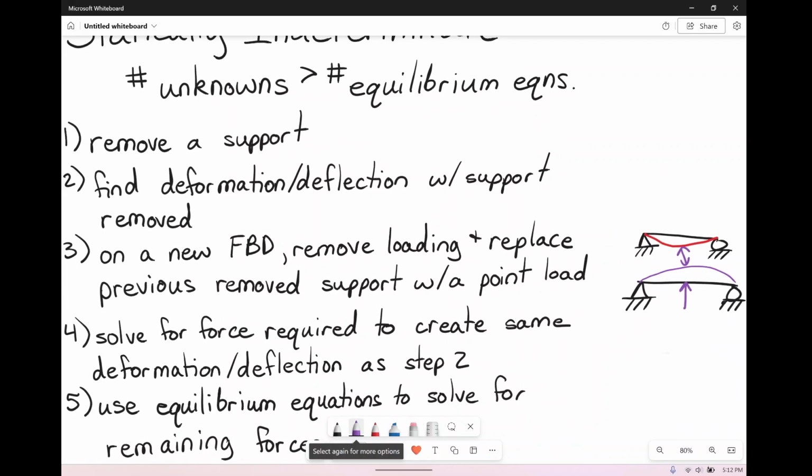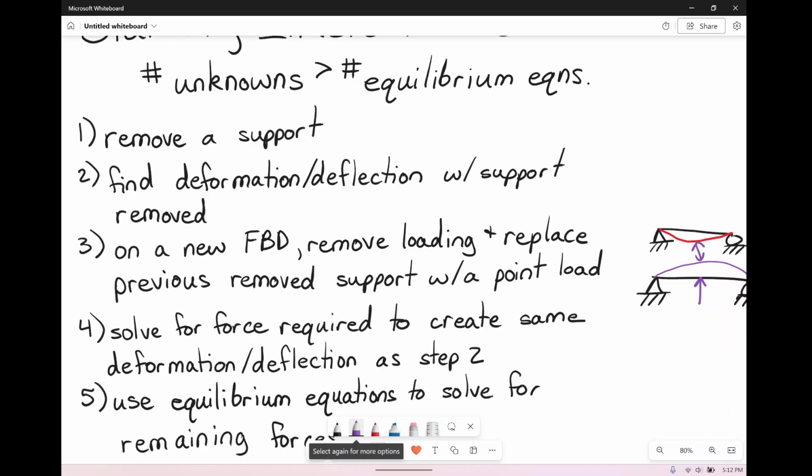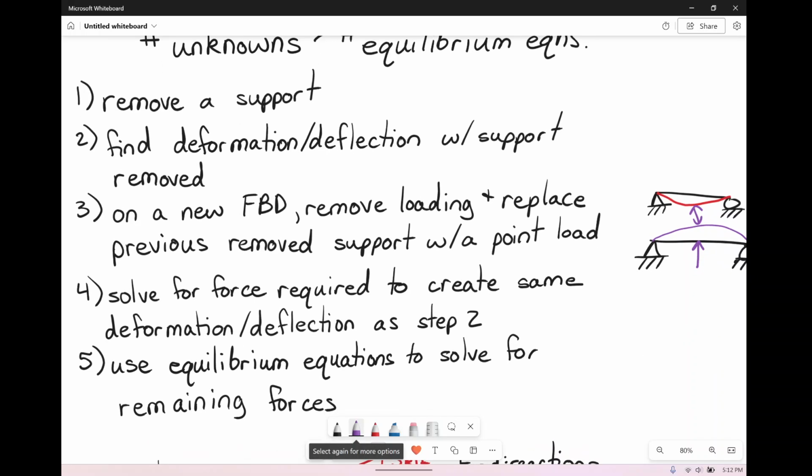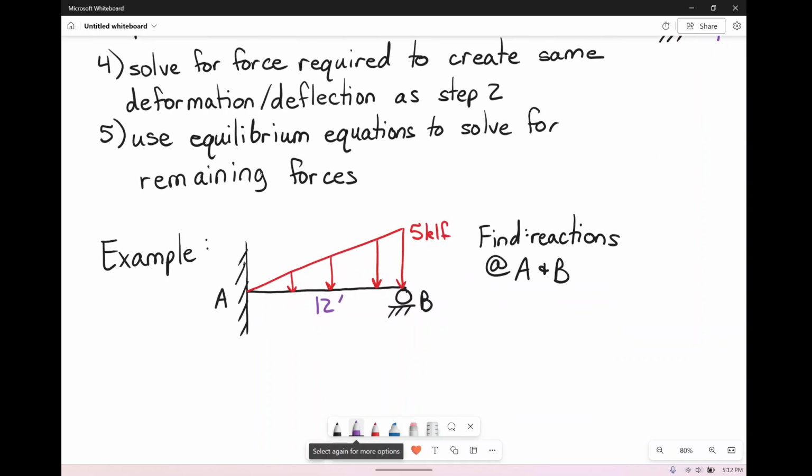Once you do that, you effectively can solve for what that force is to make that overall sum of the deflection 0. And once you have the support force, well, now it's statically determinate. Because now you have 3 remaining unknowns and 3 equilibrium equations. So now you can just solve for it. That's the premise behind our statically indeterminate system.